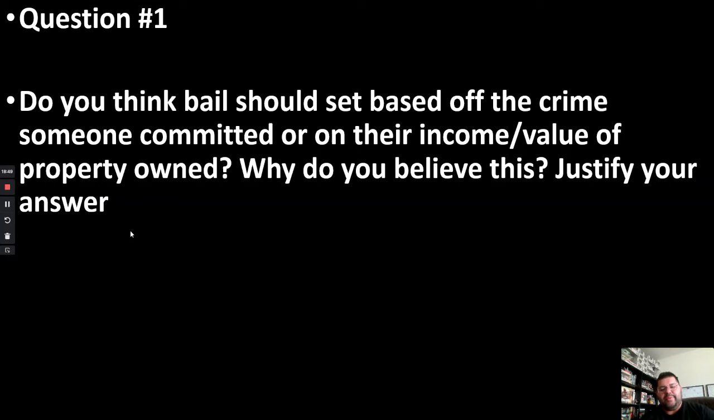So here's my question to you. Do you think bail, remember when people commit a crime before their trial, they're able to get out of jail, especially if it's something not severe like murdering millions of people, or hundreds of people, or even tens of people? Do you think bail should be based off the crime, or should it be based on the person's income or the value of their property, things like that? So if they own a business, should it be a percentage of that, or should it be based on the crime? And tell me, why do you believe that?